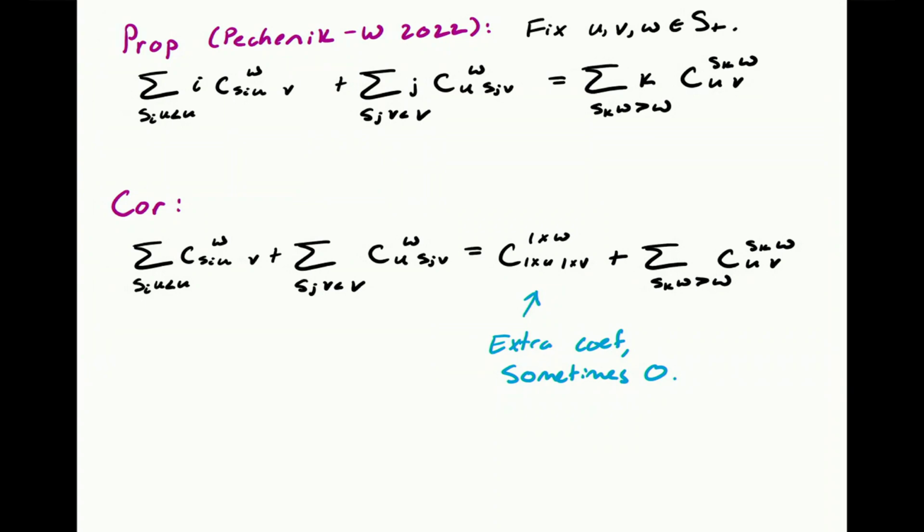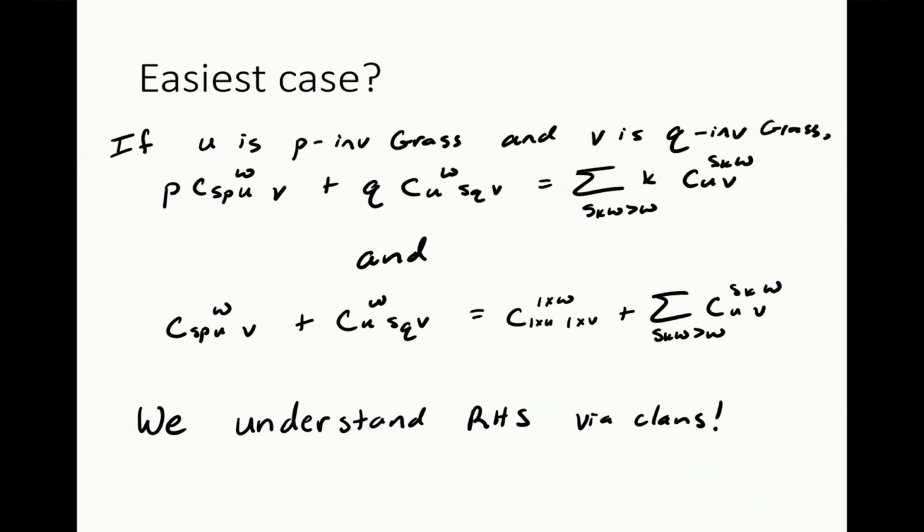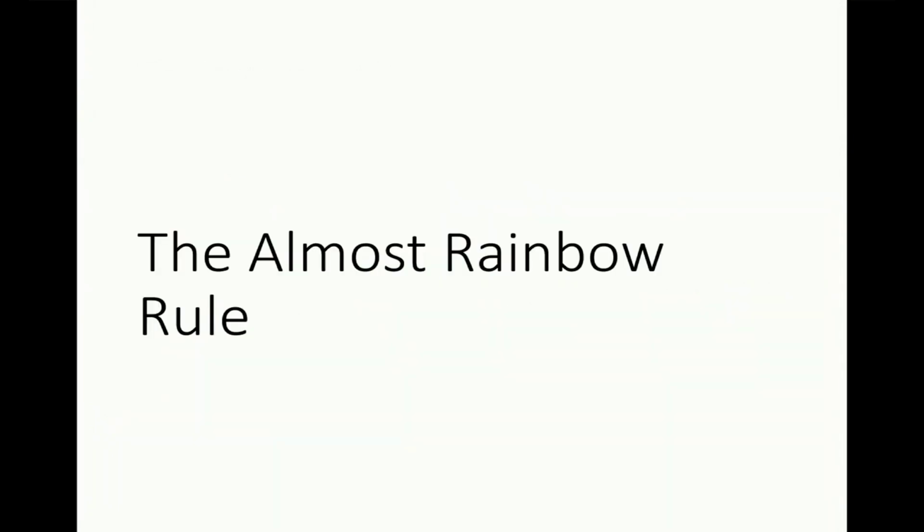But the easiest case is for inverse Grassmannian permutations. For inverse Grassmannian permutations, we have just two things on the left-hand side, because there is only one way to step down from U and only one way to step down from V. And then we do have a bunch of stuff on the right-hand side, but that's okay. We understand the right-hand side due to clans. We can use our backstable clan rule and understand what all these coefficients are. So what we really have is a system of two linear equations in two unknowns, and that's good news for us. Okay, so this leads us to a combinatorial rule in terms of almost rainbows.